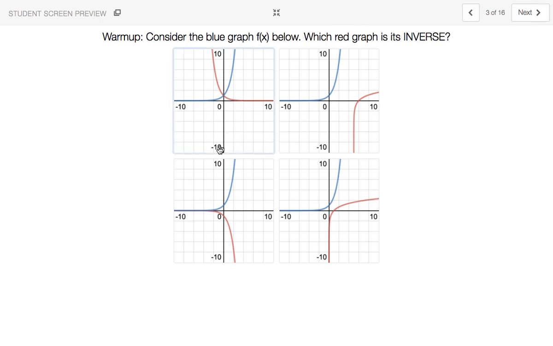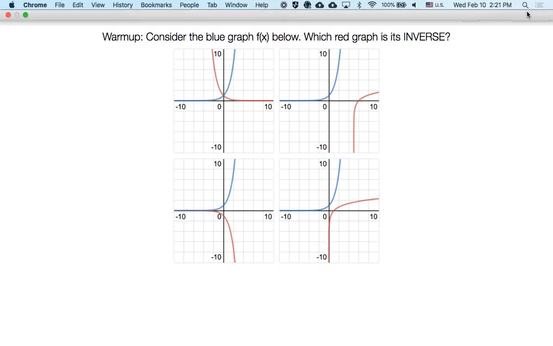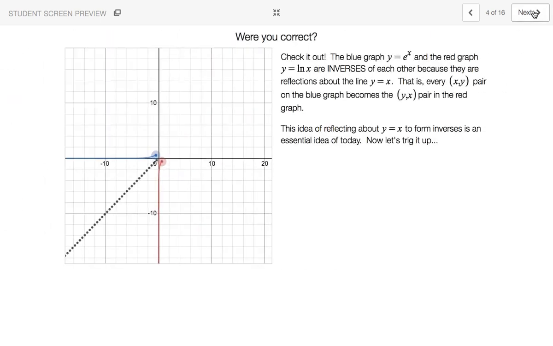So if we look at the one in the top right, that one is a reflection of what? In the y-axis. The bottom left is a reflection in the x-axis. This one is some kind of reflection and then a transformation. But this one, the red graph, is the inverse of the blue graph. It's a reflection in line y equals x. Okay, this is fun.